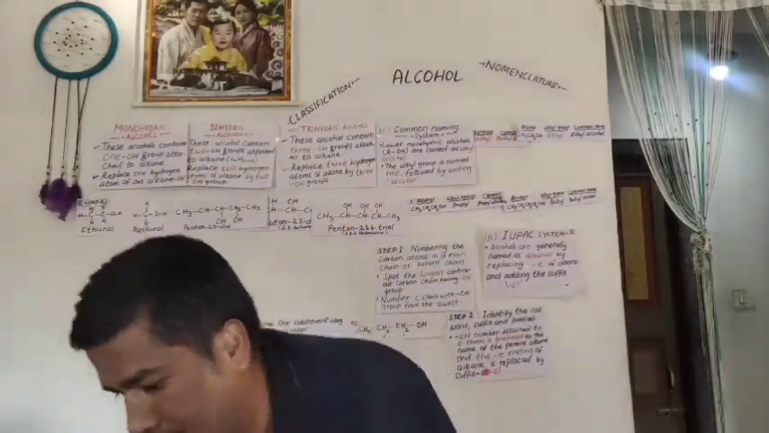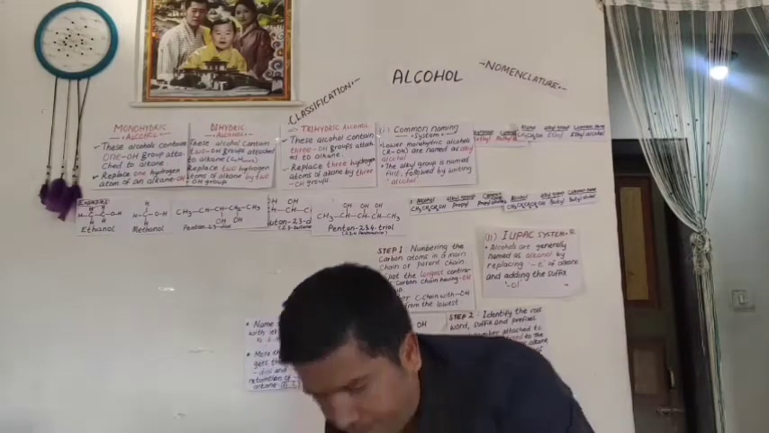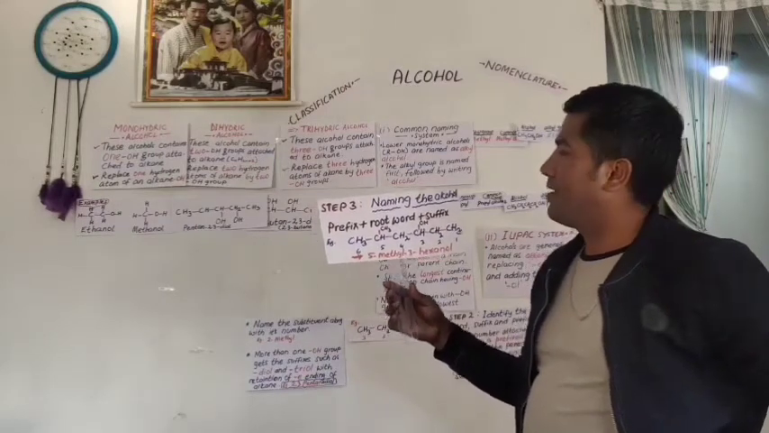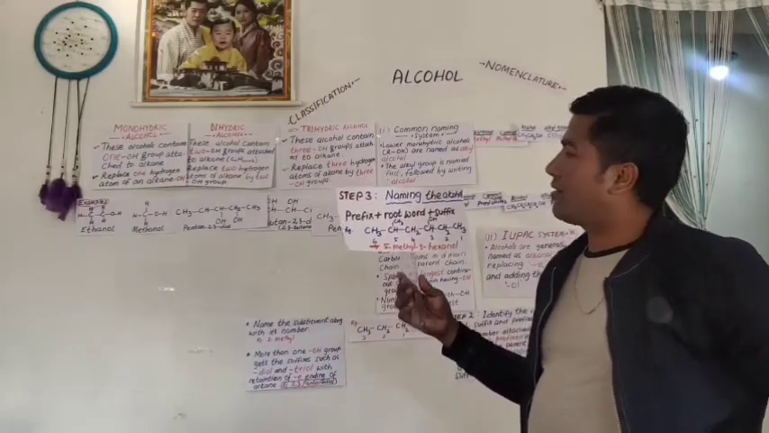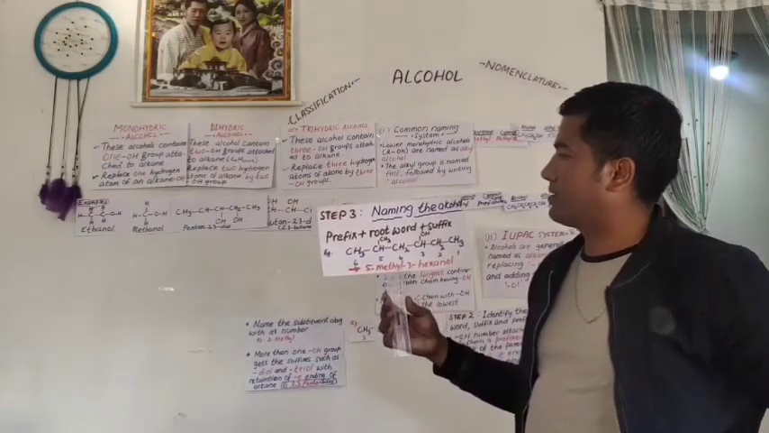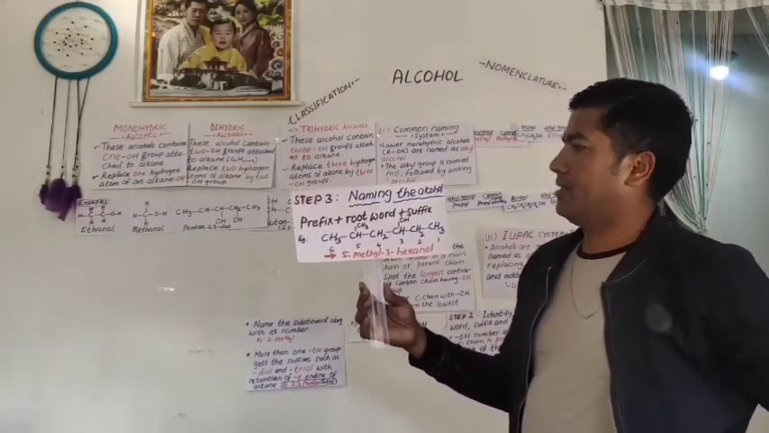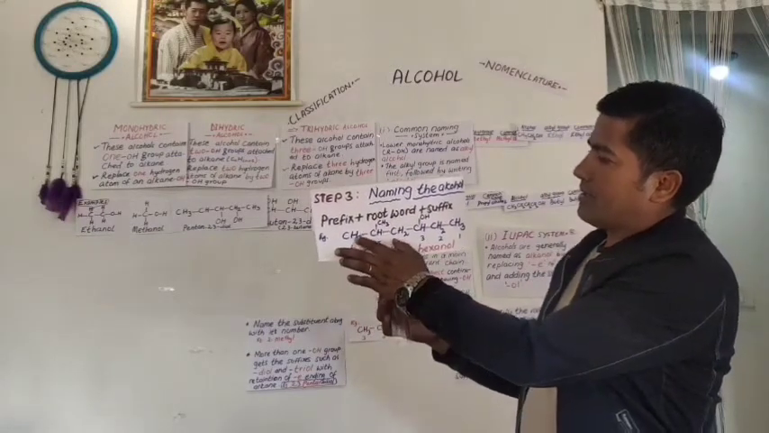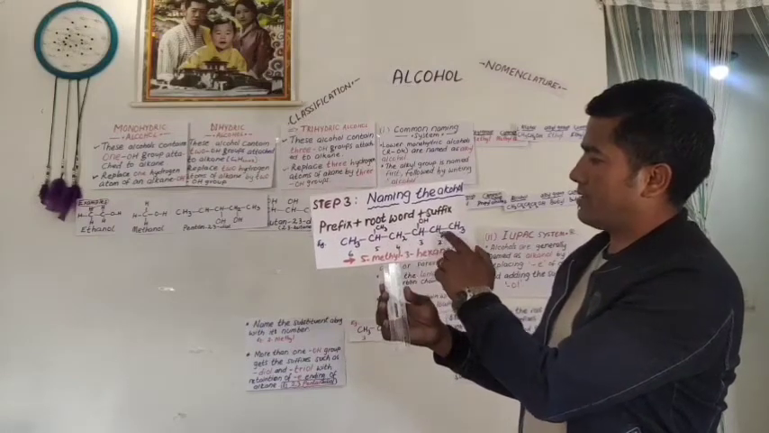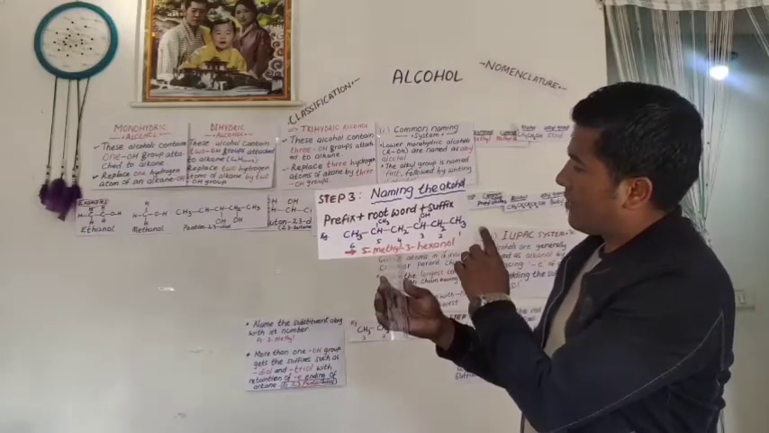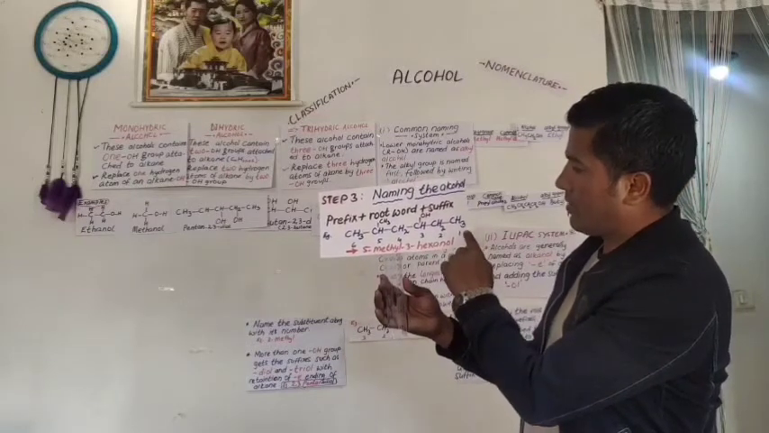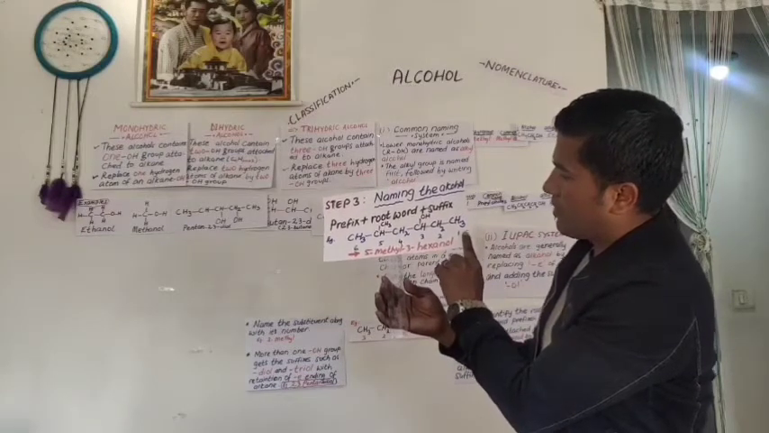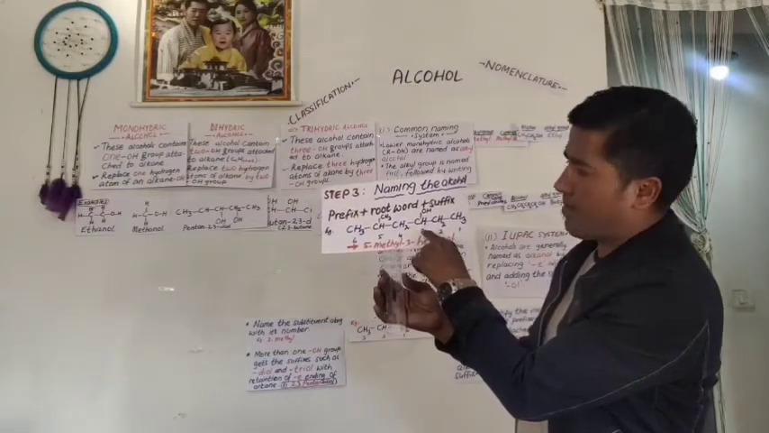Then the last step, step 3, is naming the alcohol. Now it gets its name. While naming, we have three things to take care of: prefix plus root word plus suffix. For example, here you can see CH3, CH, CH2, CH, CH2, CH3. Now numbering is done, from here 1, 2, 3, 4, 5, 6, not from the other side. Why? Because from this side the OH group gets the lowest number.